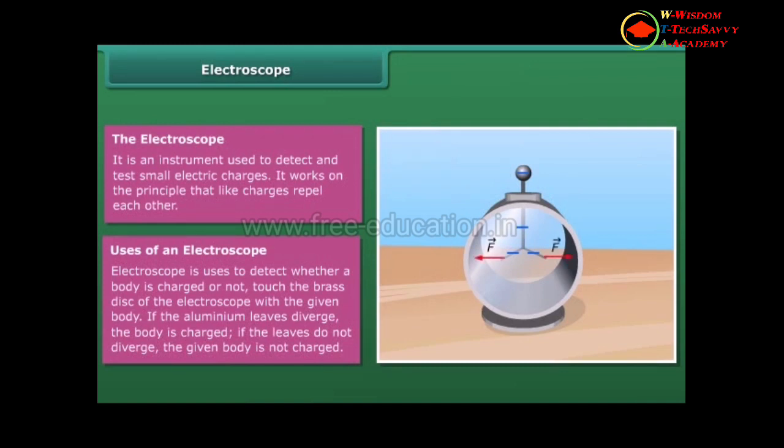Touch the brass disc of the electroscope with the given body. If the aluminium leaves diverge, the body is charged. If the leaves do not diverge, the given body is not charged.